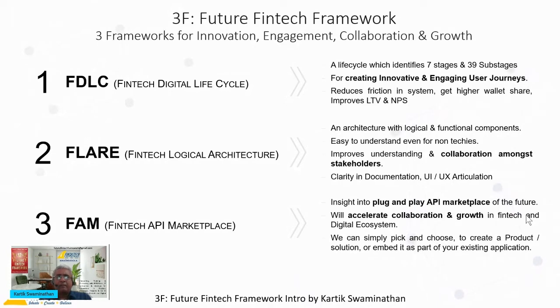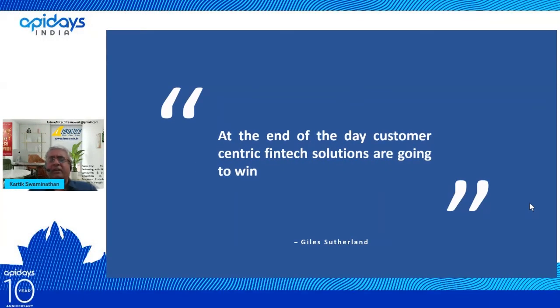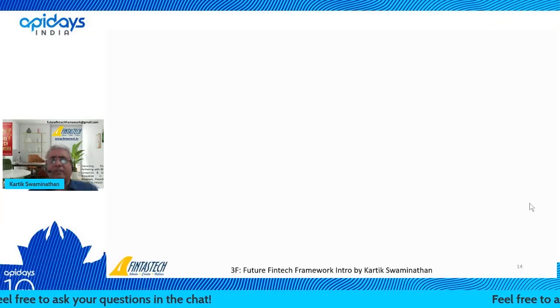And finally, FAM, to manifest all this in the form of a plug and play, open API marketplace, which will accelerate collaboration and growth, where you can simply pick, choose and publish your solution. These three work together, but as frameworks they can also be practiced in isolation. And the big beauty is they are product and tech agnostic and very easy to understand. Very quickly, we all know that at the end of the day, customer centric fintech solutions are going to win, and that's what these three frameworks will help you with.